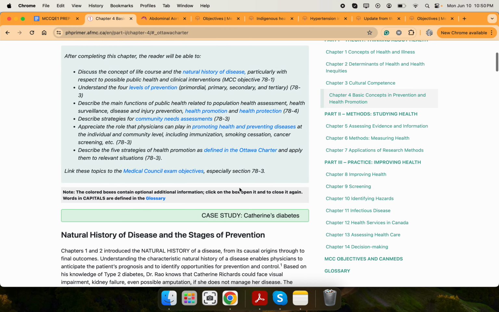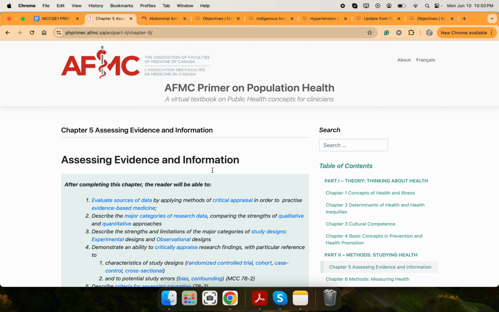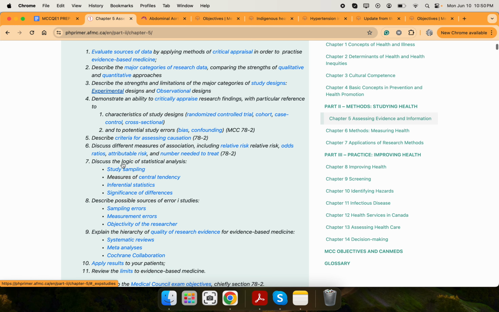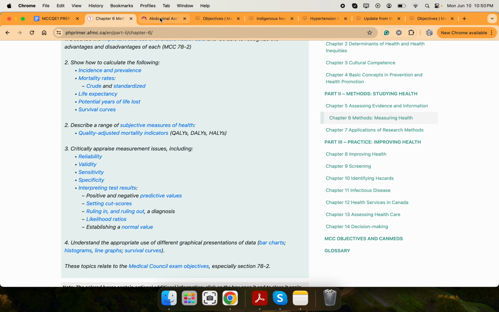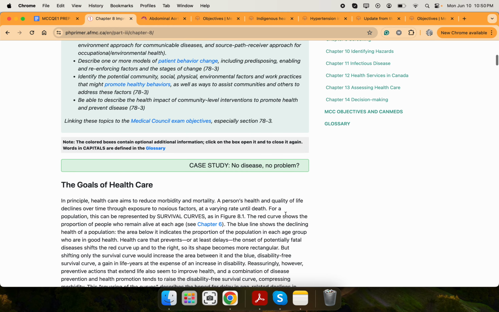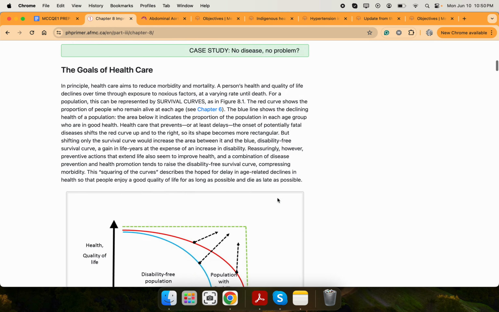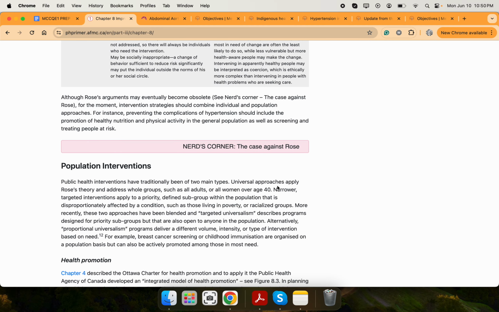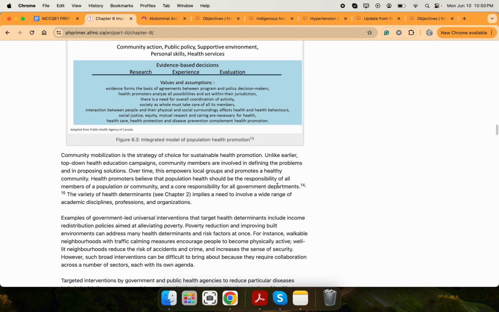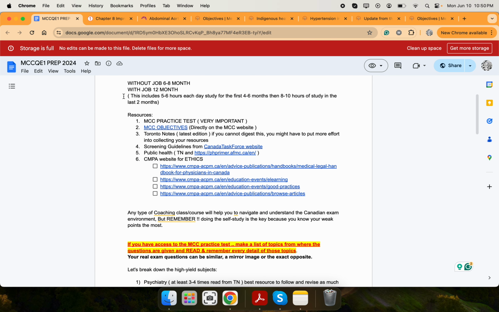I'm not going to go step by step, but when you open this, you will be able to understand what looks familiar to you and what doesn't. If you have any doubt, you can go back to the MCC objectives and write it down. There are many things here, step by step, which you can look at and read. You don't have to read everything, but as much as you read will be beneficial.